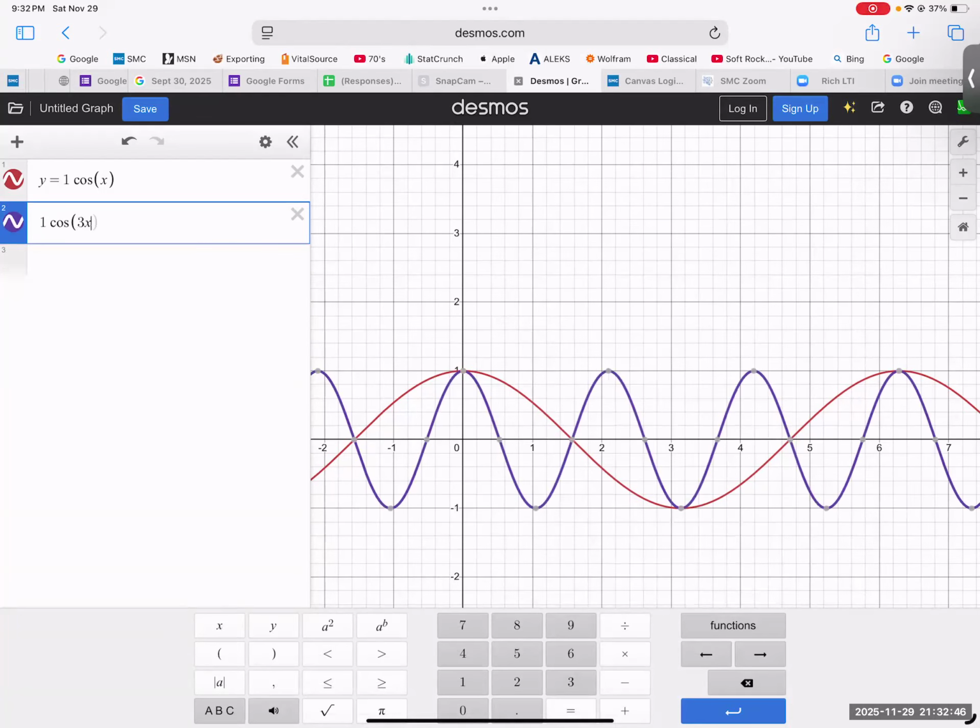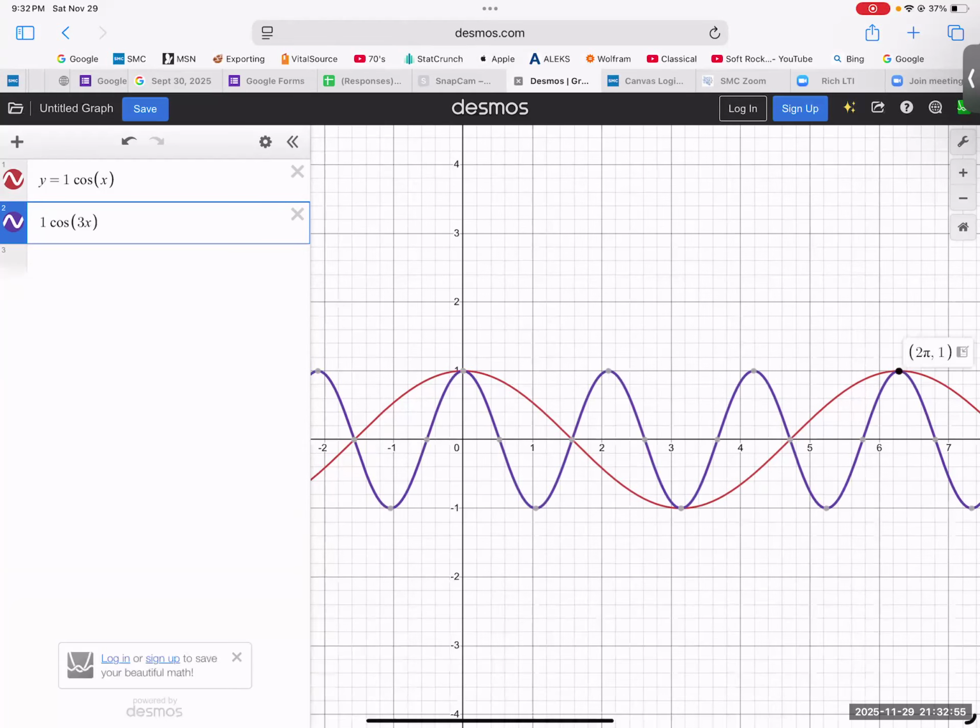+3 times x. Now you see the purple graph, it's got more oscillations between 0 and 2 pi. It has a higher frequency, which means it completes more cycles as compared to the basic function between 0 and 2 pi. And its period has shortened. In other words, it completes one cycle in 2/3 pi radians versus 2 pi radians.